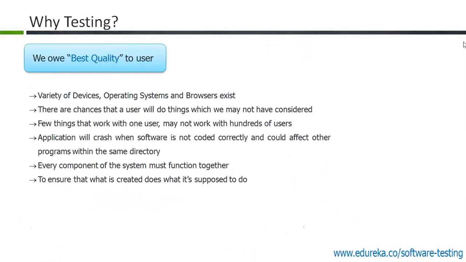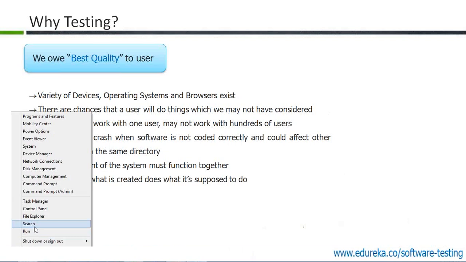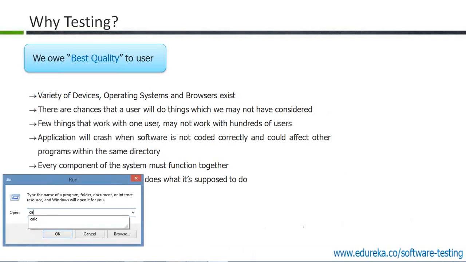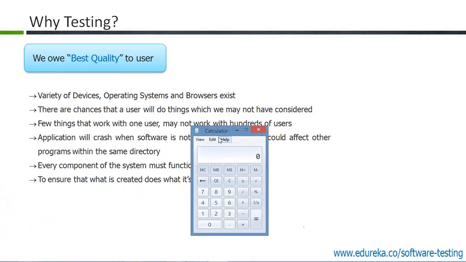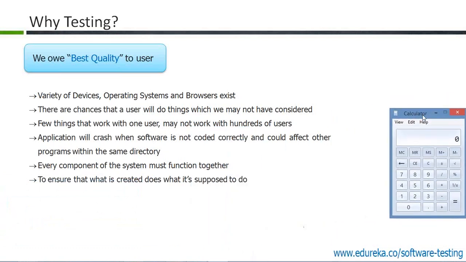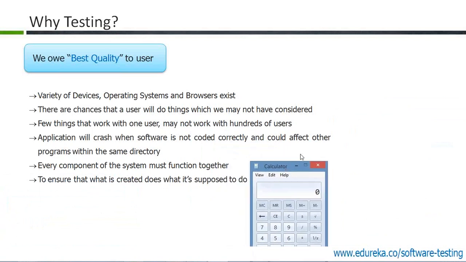Now, why is this testing required? As I covered in my first slide, today we have a variety of devices, operating systems, and browsers. Since everyone is using computers and laptops, you must know what a browser and an operating system are. For example, there is one calculator which may work in the Windows operating system and may not work in Linux or something else. So how to identify that? We'll have to do some kind of compatibility testing.